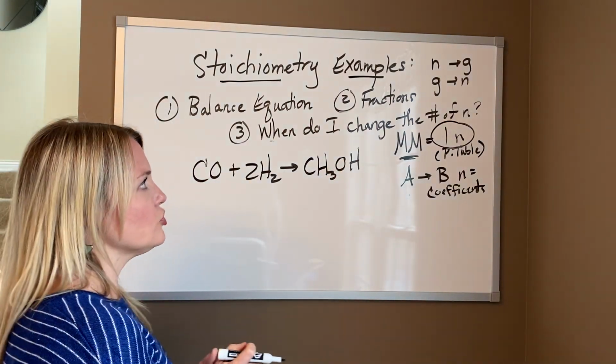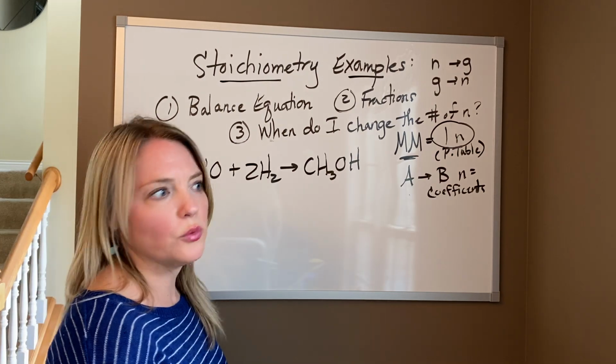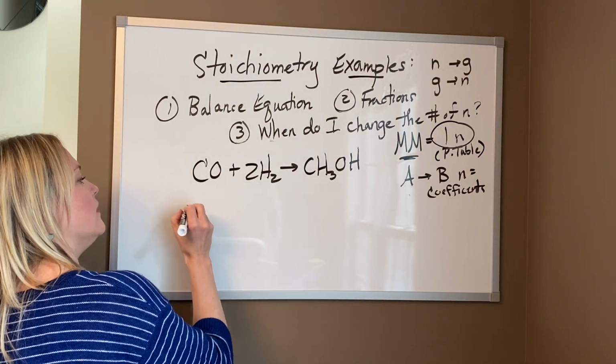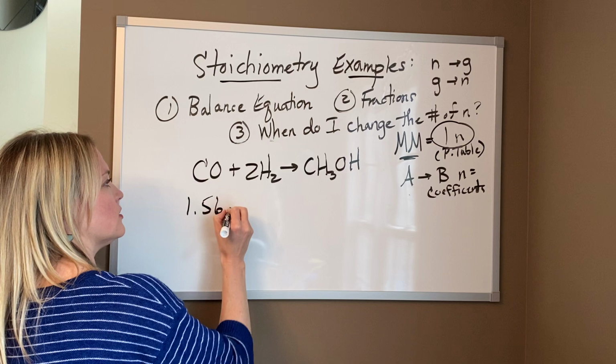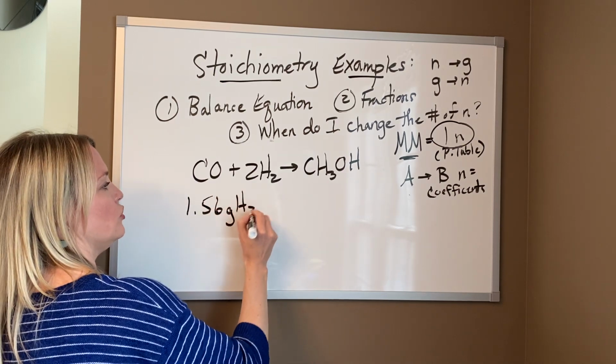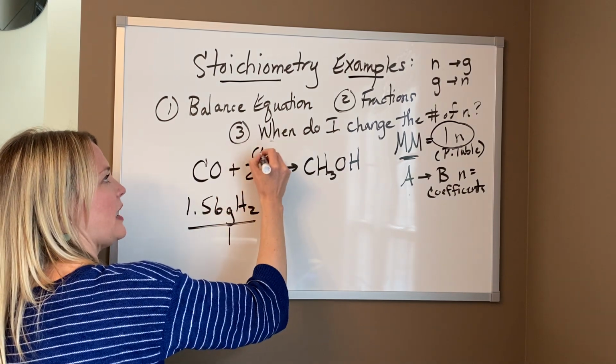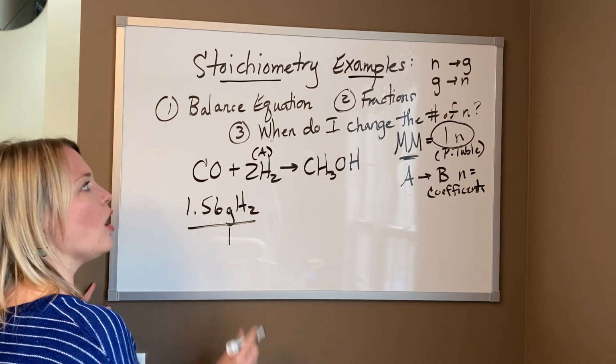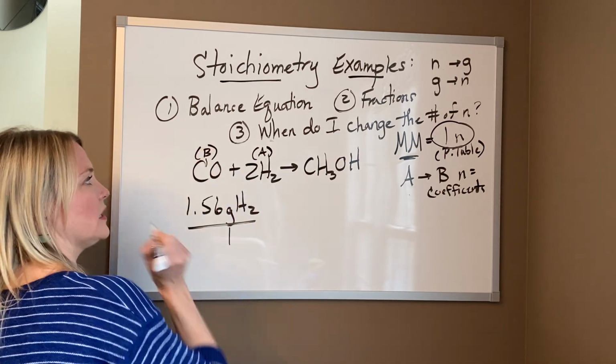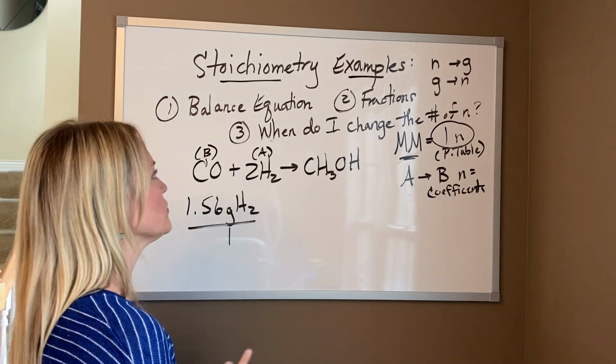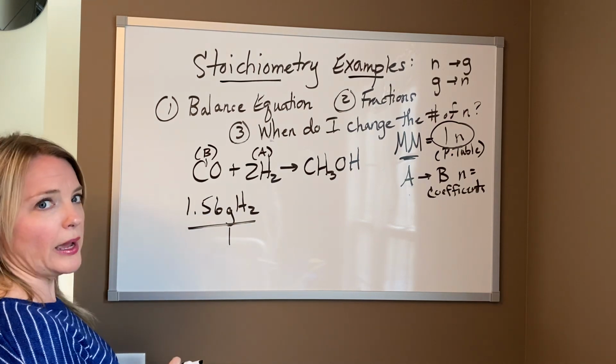So now what I'm going to do is I am going to start with grams. I'm going to start with 1.56 grams of H2. So that's going to be my A. And I'm going to solve for moles of carbon monoxide. That is going to be my B.